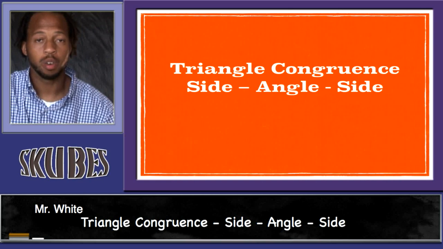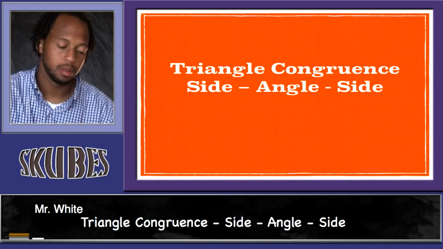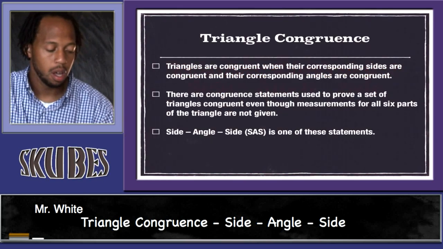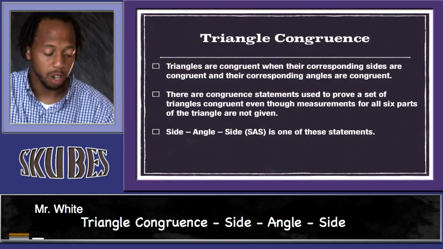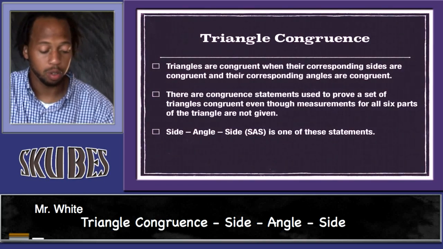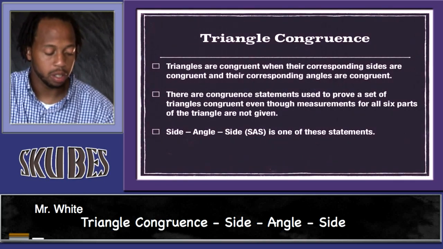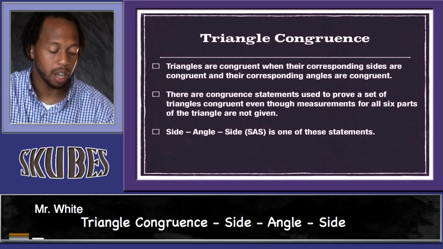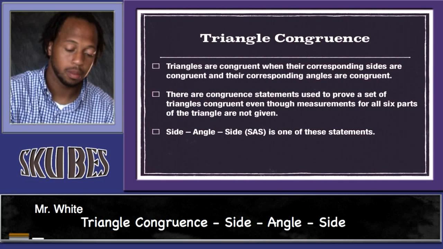Welcome to our lesson on triangle congruence, side, angle, side. Triangles are congruent when their corresponding sides are congruent and their corresponding angles are congruent. There are congruent statements used to prove a set of triangles congruent even though measurements for all 6 parts of the triangle are not given. Side, angle, side, SAS, is one of these statements.